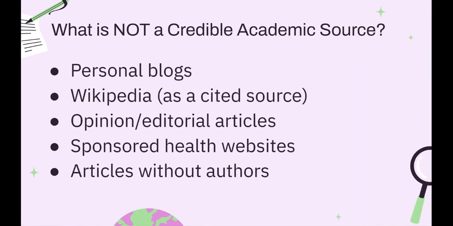For academic writing, you should avoid personal blogs, Wikipedia as a cited source, opinion or editorial articles, sponsored health websites, and articles without specifically named authors. Note: Wikipedia can help you understand background information about a topic, but it cannot be cited in an academic essay. Instead, use it to help you understand the topic enough to be able to complete a database search.